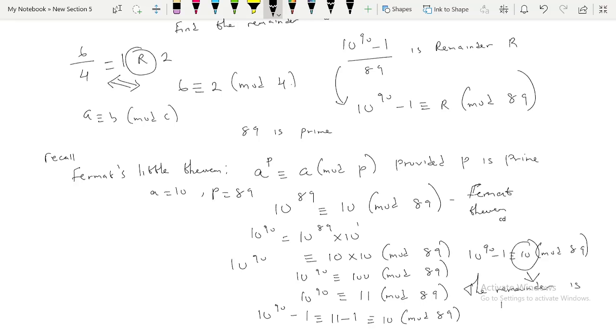This is much better than actually going through the long division process. The main thing was, first of all, writing that number to look like this, as 10 to the power 90 minus 1. Then we use Fermat's little theorem, which is the second part of the problem. So Fermat's theorem does it, and voila, we're done.